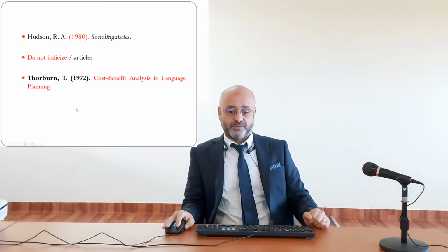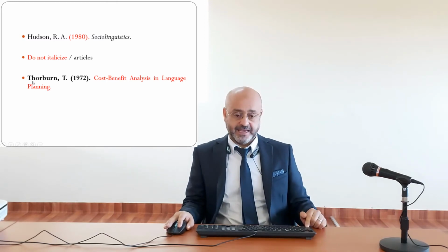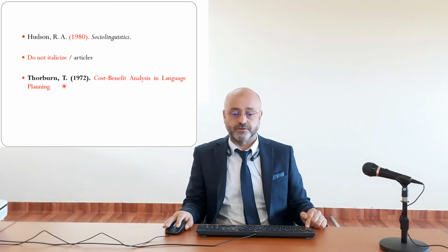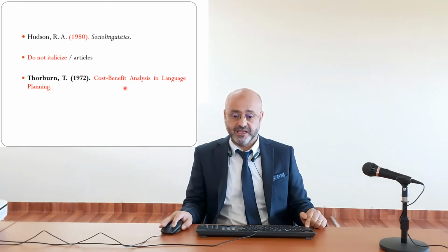Now here we have an example. You see again, we start with the family name, comma, and then the initial or the first letter of the first name followed by a full stop, and then the date of publication between parentheses followed by a full stop. And here the title, Cost-benefit analysis in language planning. You can see that it is not italicized, and we understand that it is a title of an article.